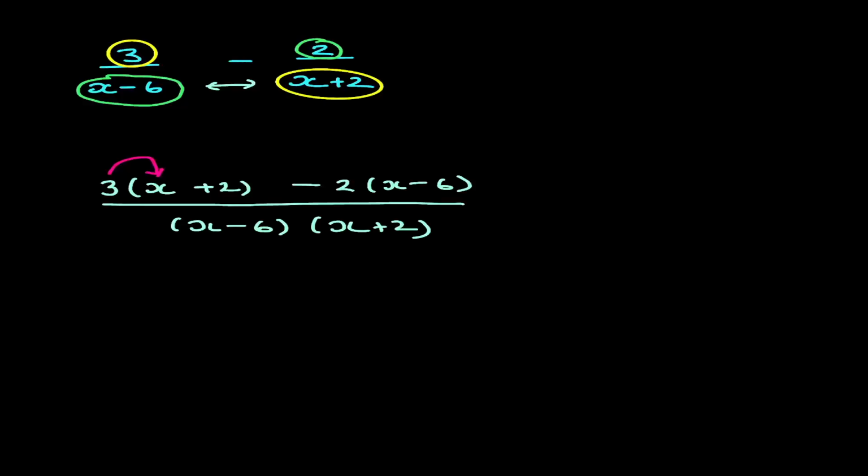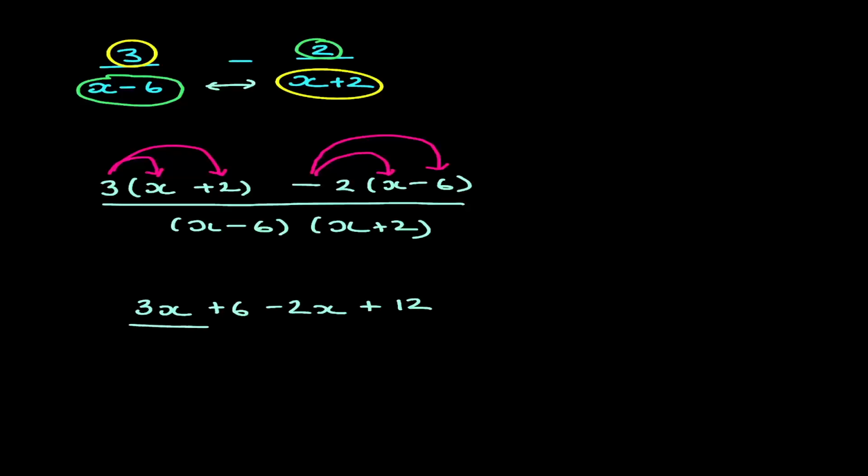So we're going to do 3 times x, which is 3x. And then 3 times positive 2, which is plus 6. Next, we're going to do minus 2 times x, which is negative 2x, and be careful of the double negatives here, minus 2 times minus 6. So minus times a minus is a positive, and 2 times 6 is 12. And my denominator, just keep in factorized form, in brackets, so it's just x take 6, x plus 2.